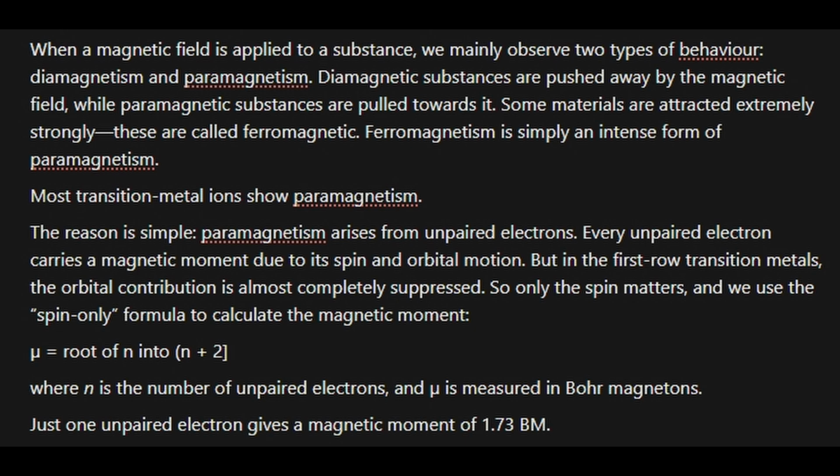Most transition metal ions show paramagnetism. The reason is simple. Paramagnetism arises from unpaired electrons.